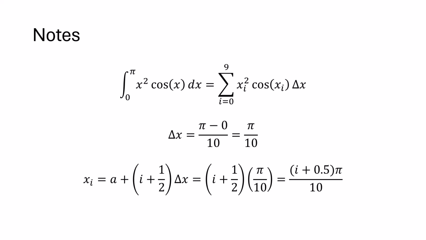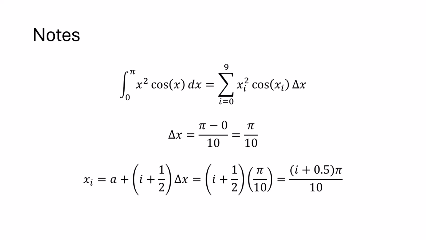Now our notes here allow us to approximate our integral with the summation that goes from 0 to 9 of xi squared cosine xi times delta x. Now delta x is equal to (b minus a) over n, which we calculate to be pi over 10. And the xi points that we use to evaluate our function are going to be the midpoints of each one of those subintervals that's created by the partitioning.